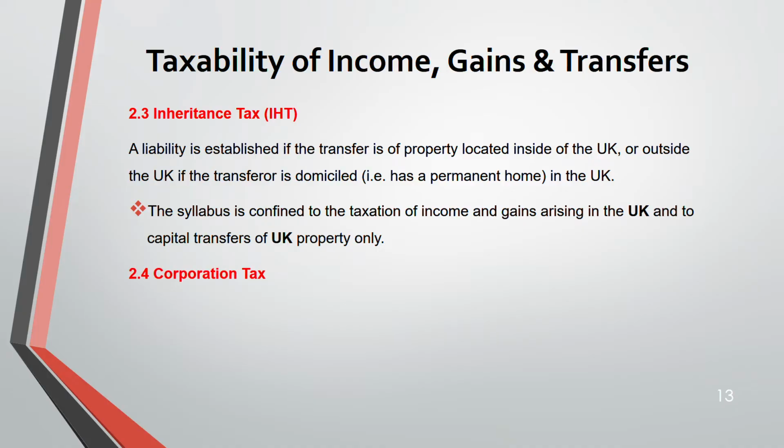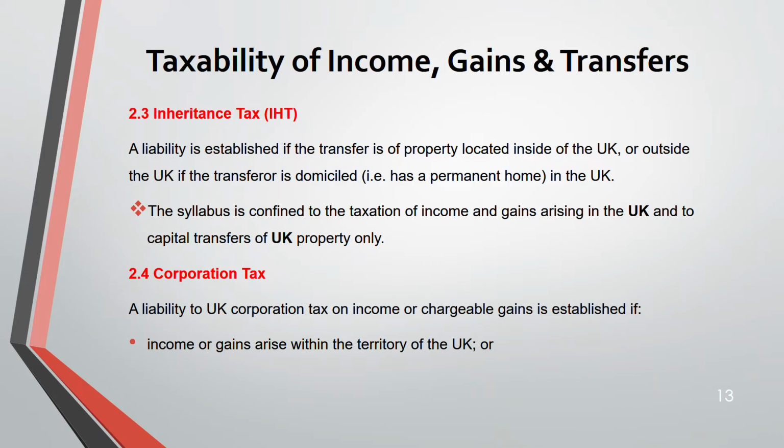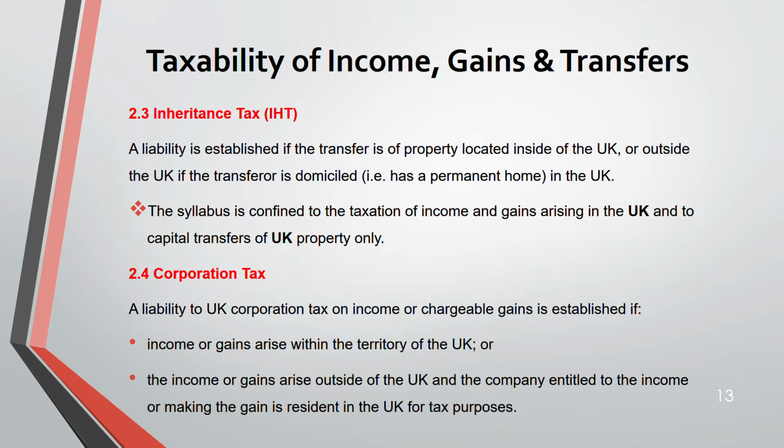Next tax, corporation tax. Companies pay corporation tax on the income. See, corporation tax is on two types: income also, chargeable gain together. Add them together, of a company. So income also, chargeable gain also. UK corporation tax is paid on both. If it's in UK, or if it's outside UK, then it depends on the company residence. The company has to be UK resident. Okay.